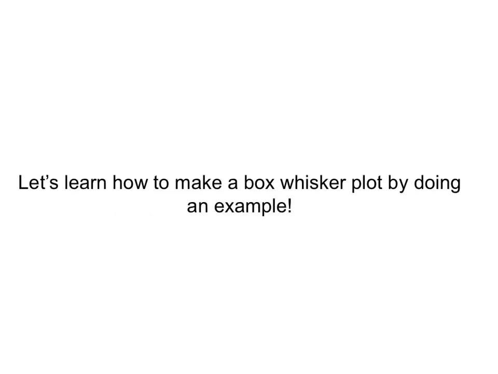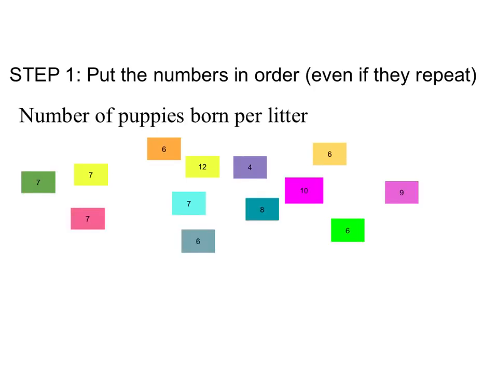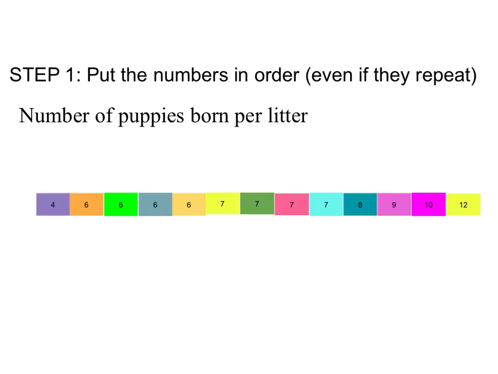Let's learn how to make a box whisker plot by doing an example. Step 1. Put the numbers in order, even if they repeat. So you're given a data set. In this case, it's a number of puppies born per litter. The first thing you're going to do is take these numbers and put them in order from least to greatest. Now I have the numbers arranged in increasing values, so from 4 all the way up to 12.